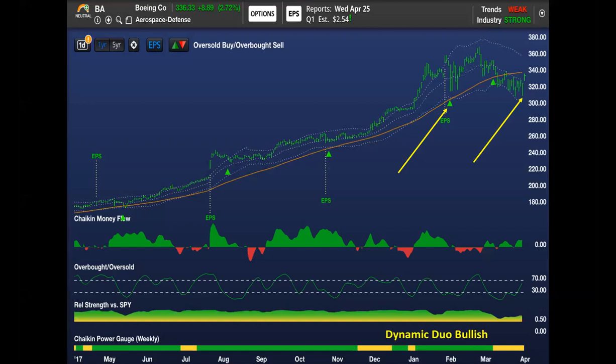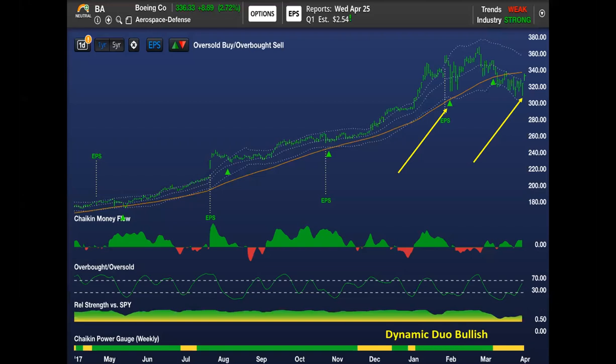Chinese government imposed $50 billion of tariff-related penalties. Boeing spiked down 20 points. Great opportunity if you were watching the stock to get in. Even though the power gauge rating is only neutral, it's still outperforming the market. And the stock reversed from a low of 311 to a high of 338 today. That's what we talk about when we say take advantage of volatility.